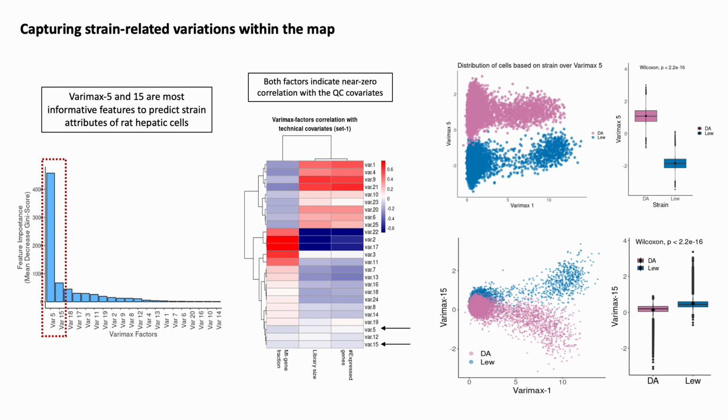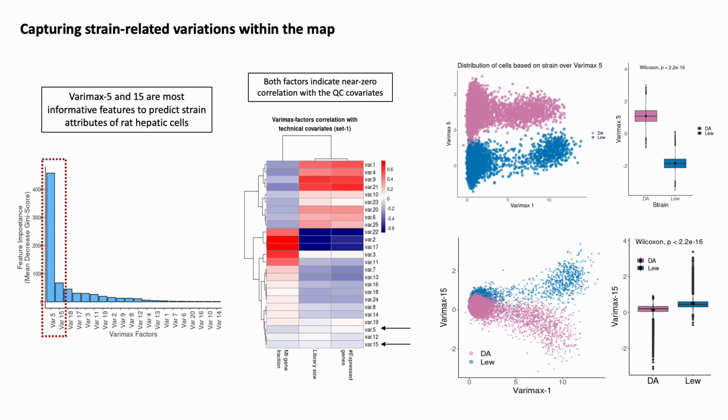We were also interested in identifying factors that can explain strain-specific differences. To achieve this goal, we used a random forest model to predict strain labels from the factors identified per cell and discovered the factors most important to the strain label classification. The top 2 hits were Varimax factors 5 and 15. Both factors indicated near zero correlation with the QC covariates, suggesting that they have captured biological rather than technical variations.